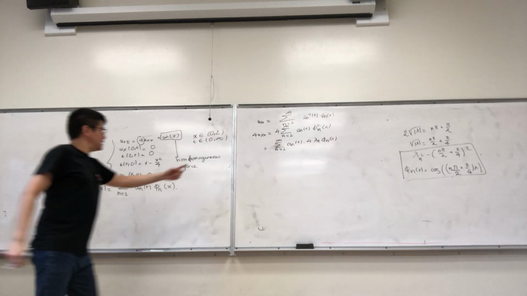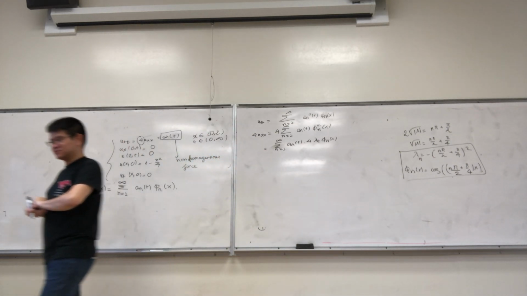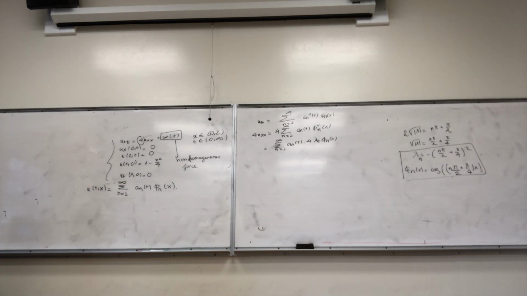Right, but this guy is not this guy, right? So there is something in between. Isn't it also that we have to expand the sine of t, because it's 4 u xx plus sine of t? Yes. So you have to expand it. So the next step is to expand sine of t.